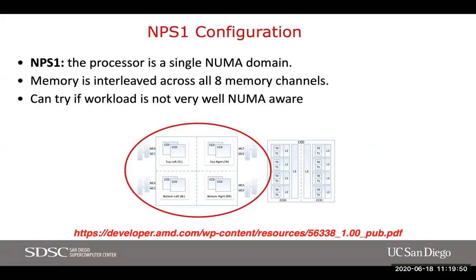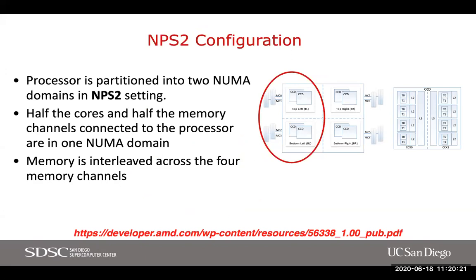One configuration is an NPS 1 configuration, where you take all of this and put it in one single NUMA domain. And memory just gets interleaved across all 8 memory channels. This is something you can try if your workload is not very NUMA aware and can't deal with the complexity of having too much detail on the NUMA side. So you just have one such domain, and you can bind to one domain essentially.